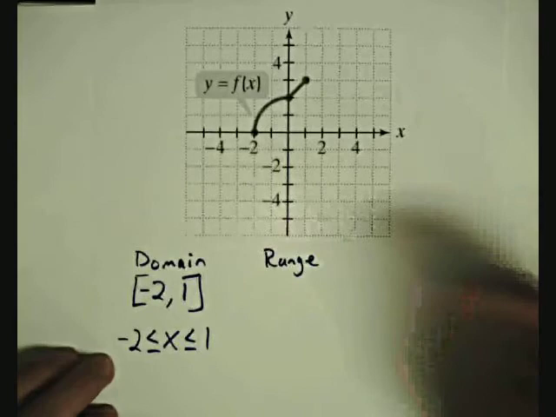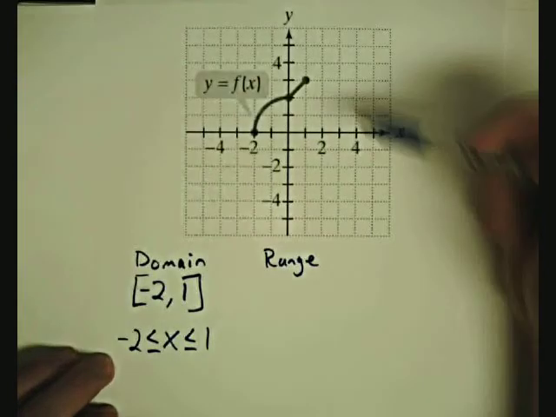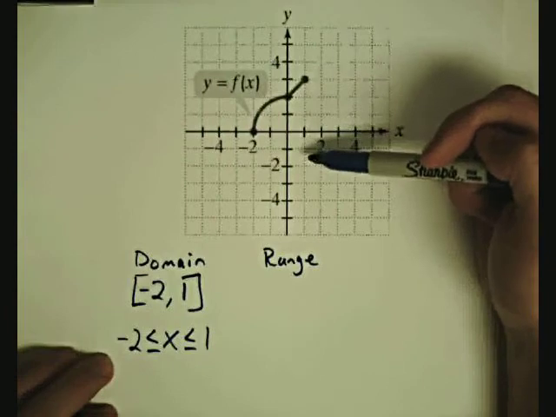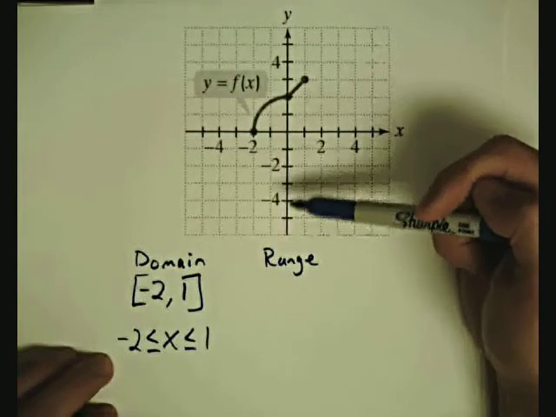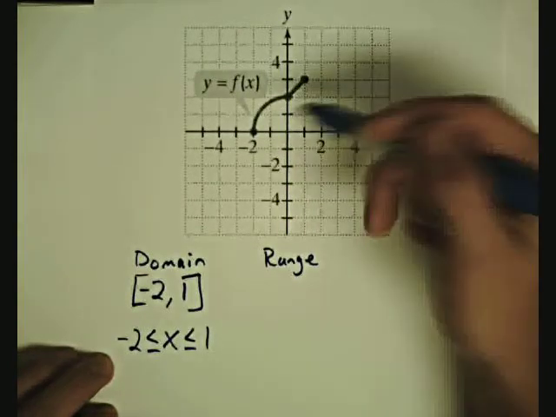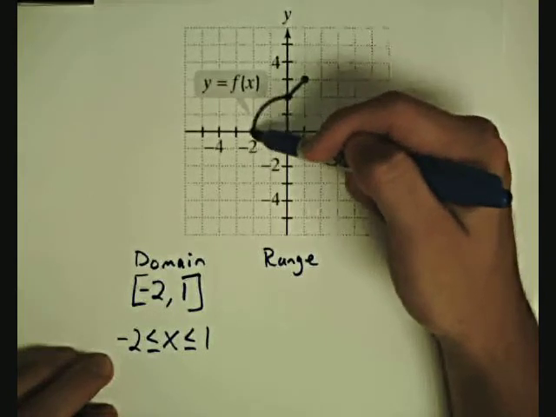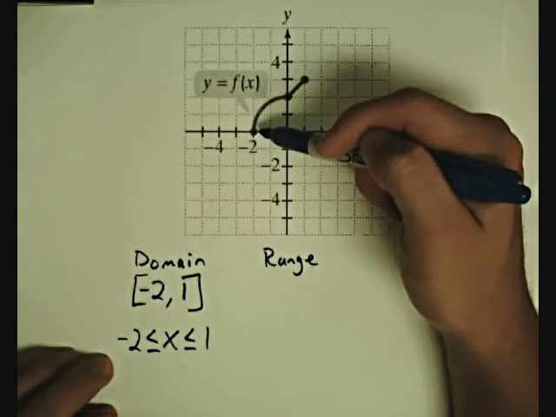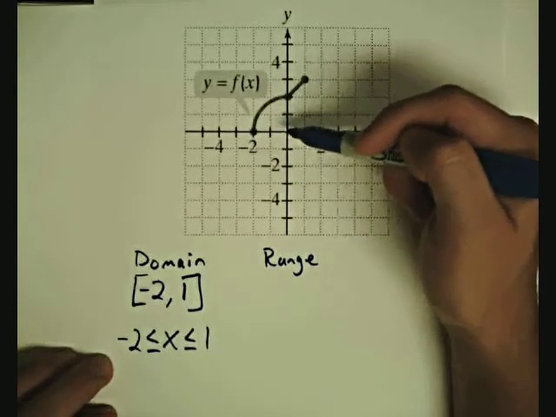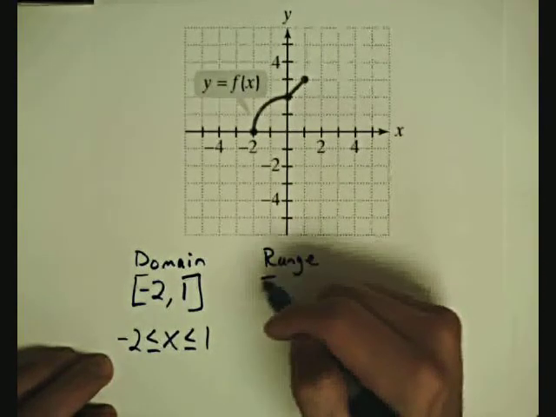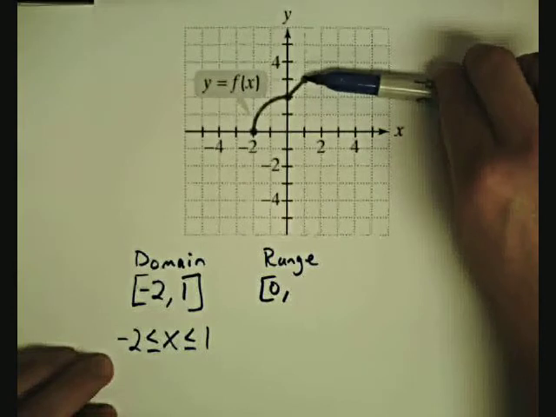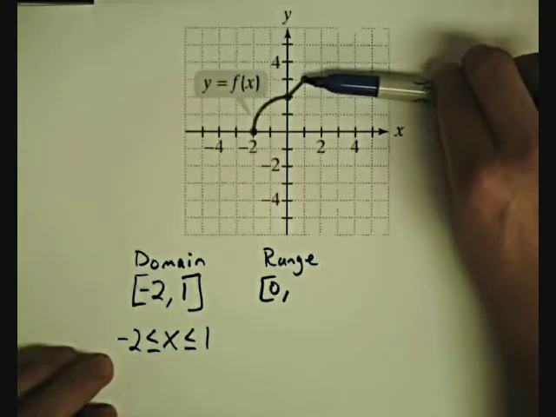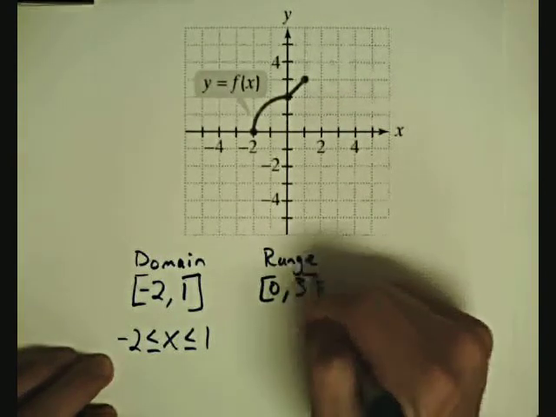The range is referring to the y values. To find the range, we want to see what's the furthest that our graph goes down and the furthest that our graph goes up. Again, we're not looking at the scale, we're looking at the actual function. The lowest that my graph ever reaches is this point right here, and that point is when y equals 0. So my range starts at 0. And the highest my graph ever gets is this point right here, and that's happening when y equals 3. So my range is from 0 to 3.